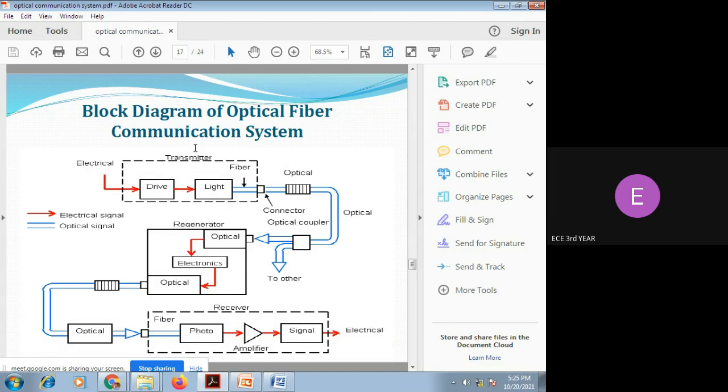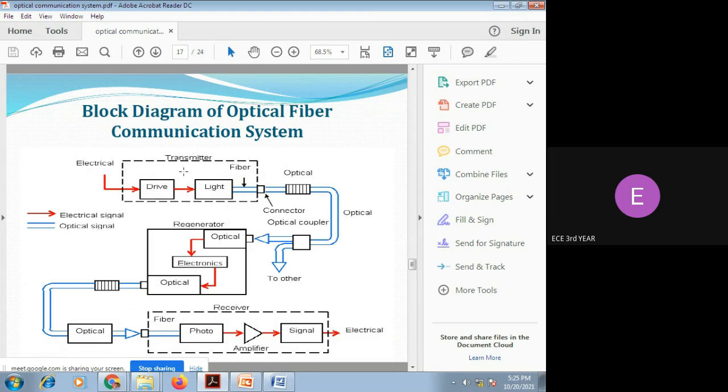The light source may be used either as an LED or a laser. These two sources are used depending upon the application, the design, and your requirements. LED is a light emitting diode. Laser is light amplification by stimulated emission of radiation. This is the expansion for LED and laser. These two devices are used for generating the light signal, and this block generates the light signal and passes it through the fiber optic cable through the fiber connector. This is the major operation of the transmitter section.